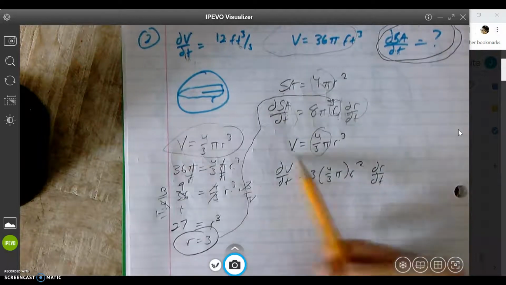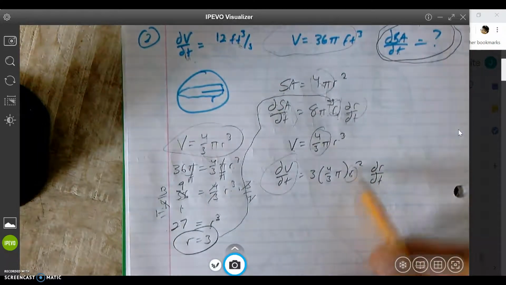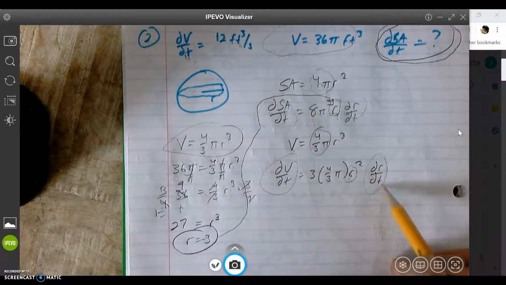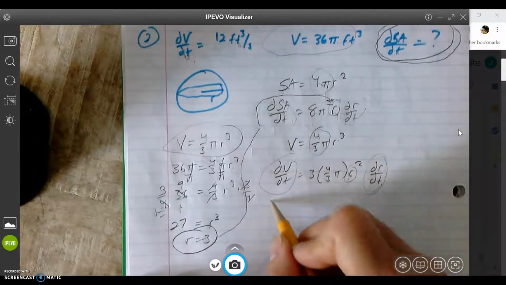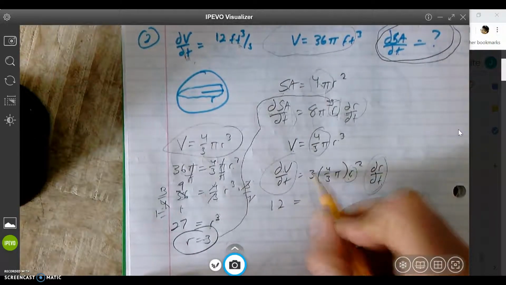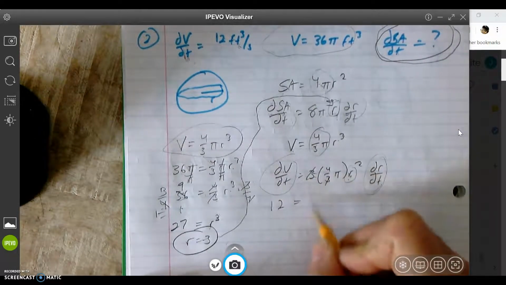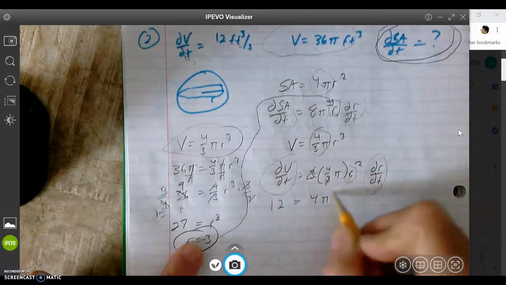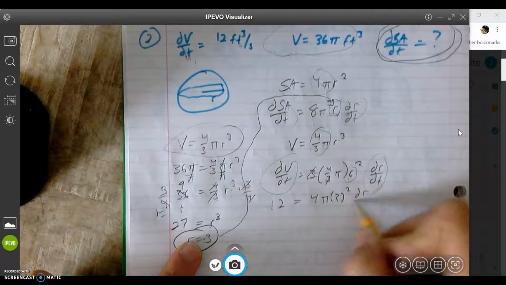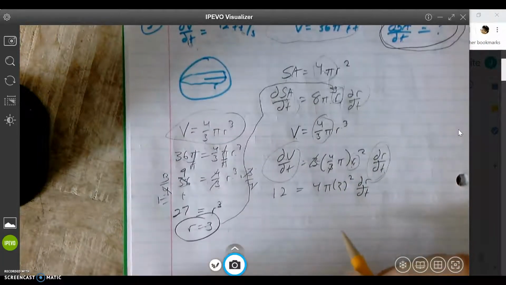Cool. We know this. We know this. Ooh, we just got this. So now I can get this. Yeah, cool. We're all good. So dV/dt is 12. This 3 divided by 3 is 1. So it's 4 pi r. We just got r, which is 3. Squared dr/dt. All right, looking good.